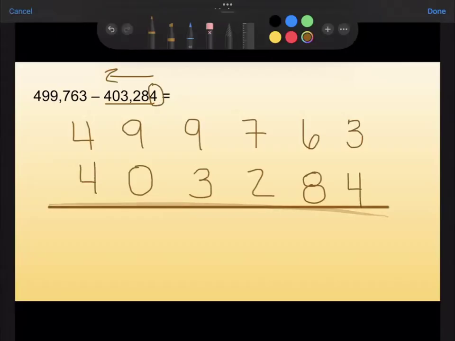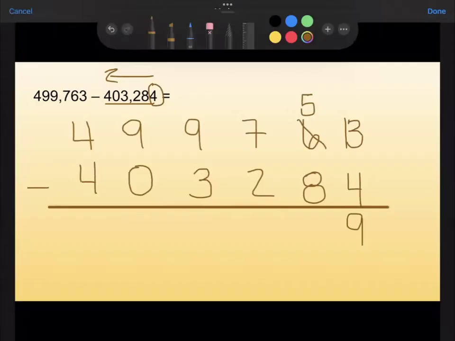Okay, so now everything is lined up and I'm ready to subtract. I go over to the ones place, but I can't take 4 away from 3. So I have to go over to the tens and take one of those tens away, leaving only 5 over there, and give one of those tens to the 3. So now it's 13. 13 minus 4 is 9. So that's what I'm going to get there.